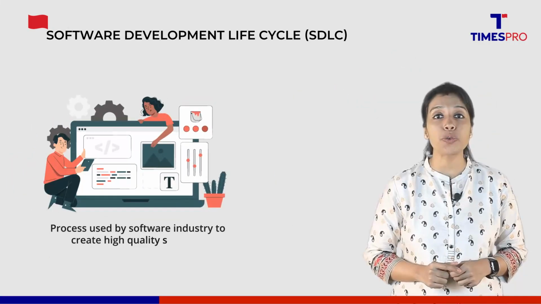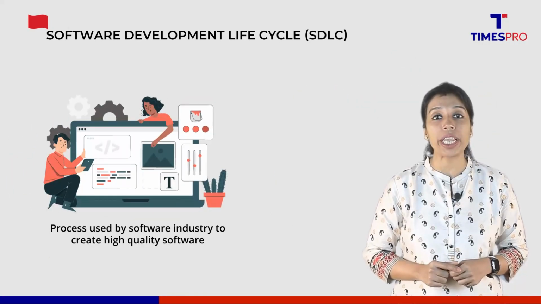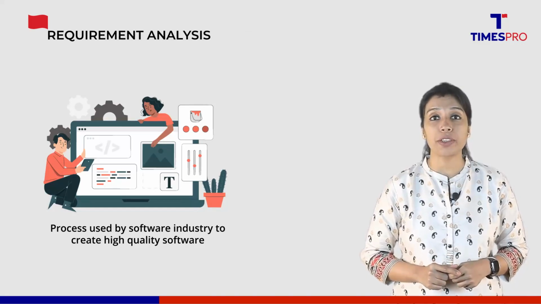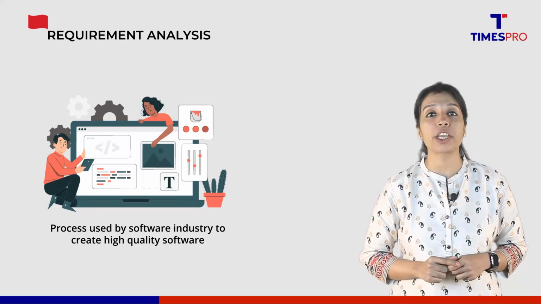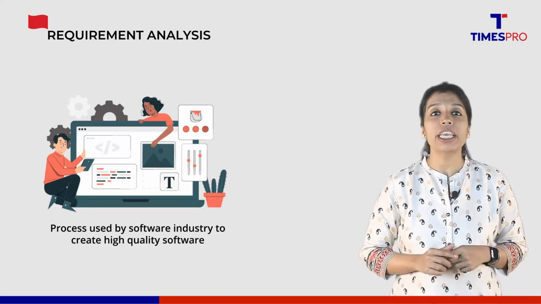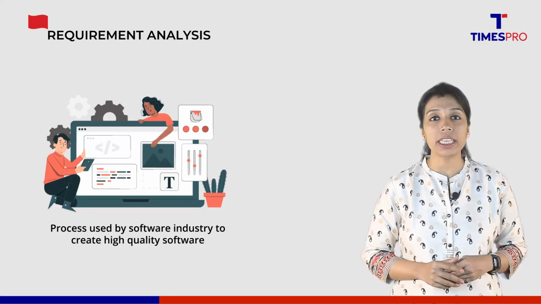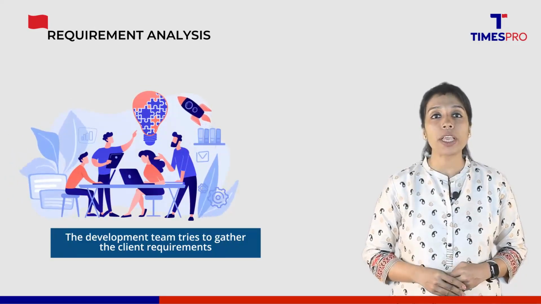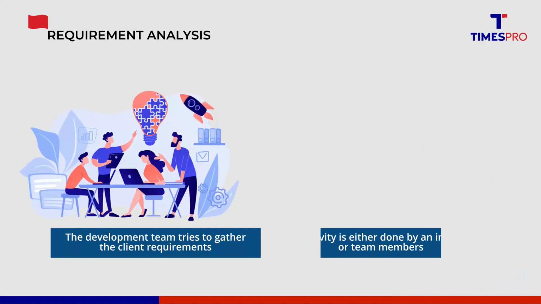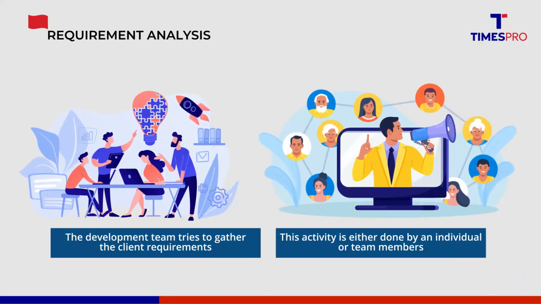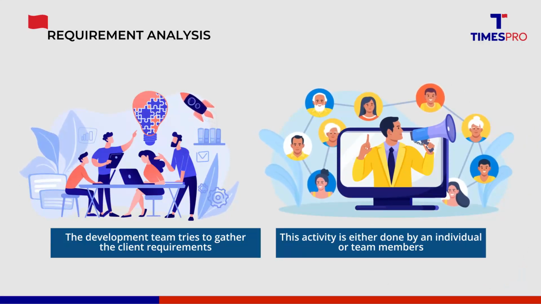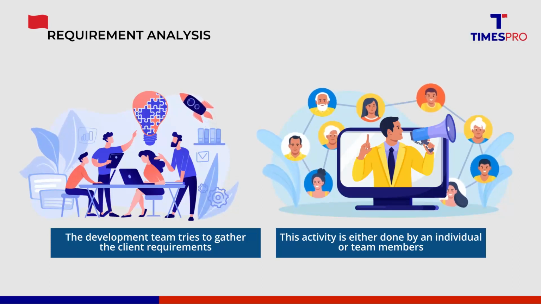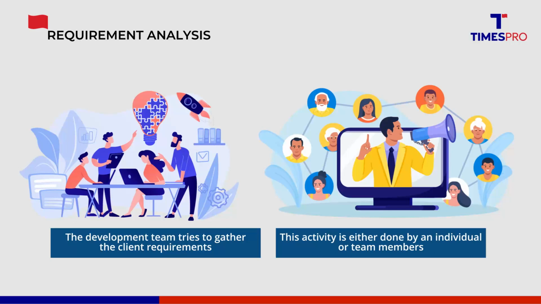SDLC is a process used by the software industry to create high quality software. Let us look at the different phases of SDLC. The first one is requirement analysis. It's a very important phase since the project begins with this phase. The development team tries to gather the client requirements. This activity is either done by an individual or by the team members. The team meets the client to understand what they want from the product.